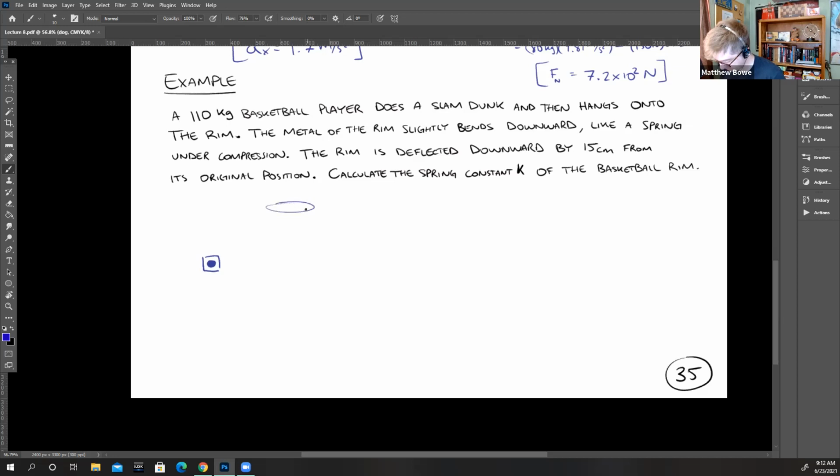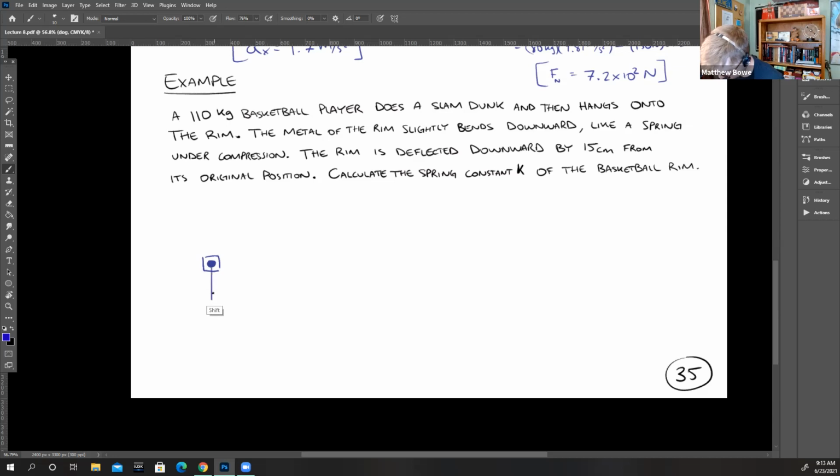The basketball rim is sort of bent downward. This is the original position, and this is it bent downward. It is deflected. I'm not going to do the whole thing though.